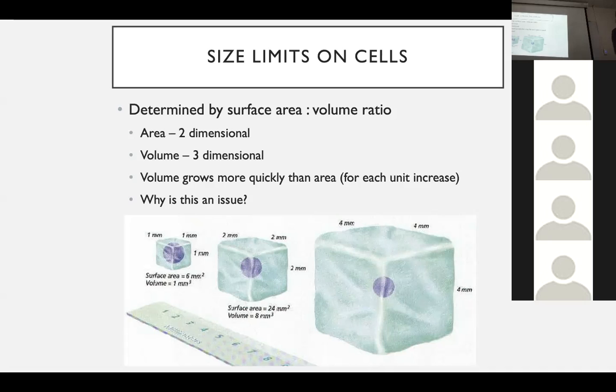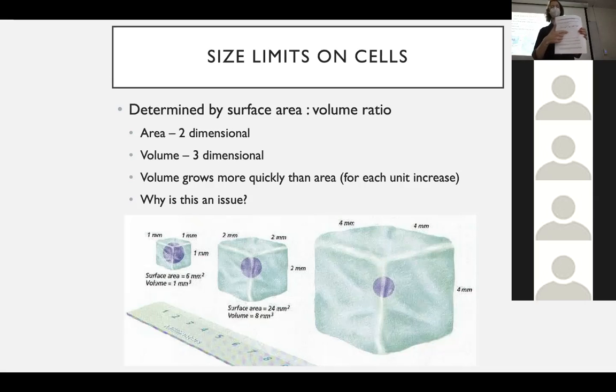So I'm going to let you guys for a second work on this worksheet. So the worksheet basically, you guys have it in front of you. I'll hold it up to you guys. You're going to look at different cube sizes, calculate the surface area and the volume, and then the ratio. So the ratio is just the number that you get for surface area versus the number you get for volume.